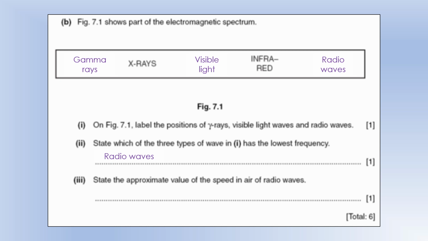State an approximate value for the speed in air of radio waves. Well, 3 × 10⁸ m/s. Every electromagnetic wave travels at that speed in air.